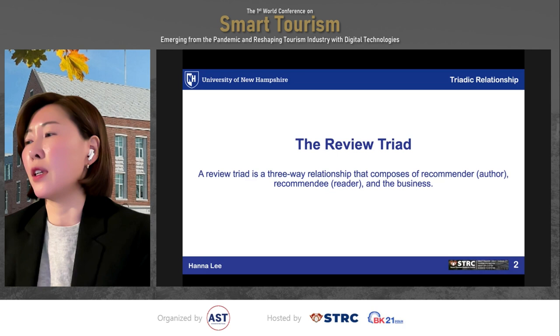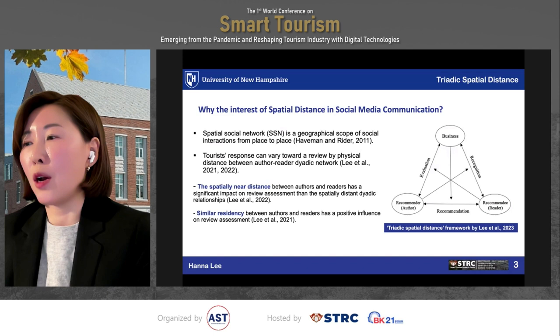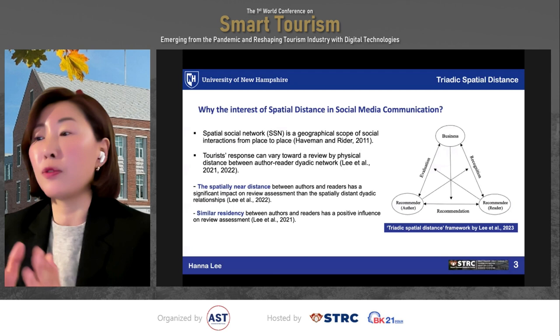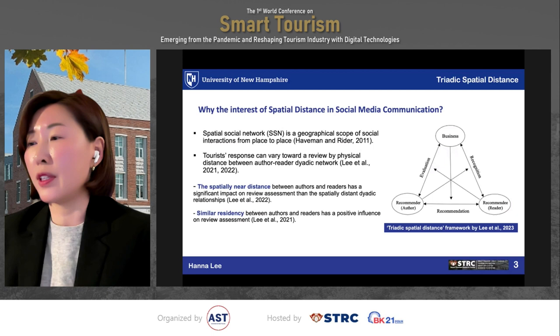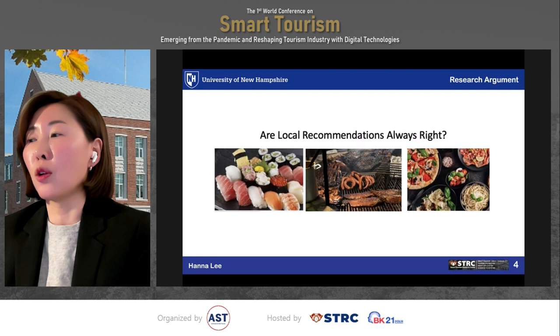So why is the spatial social network important to understand in social media marketing? A spatial social network tells us the geographical scope of social interactions from place to place. Evidence that tourist response to a review can vary by the physical distance of the author-reader dyadic network was found in our previous studies. So my provocative research question was: is a local recommendation always right when you decide on restaurants?